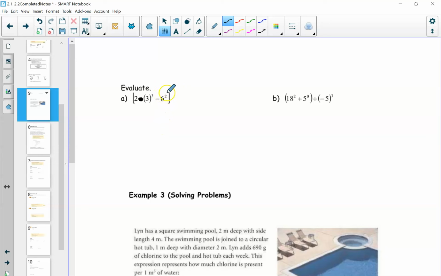We know we have to do the exponents first, so I'm just going to write out what we're not touching. We're not touching 2 times 3, 2 times 3 to the power of 3. We're just not touching the 2 or the multiplication. We have to do the exponent before we do anything else.